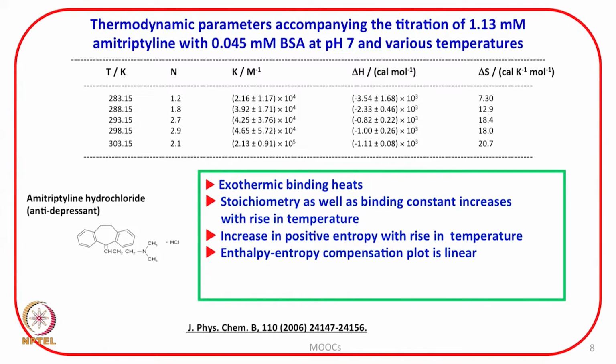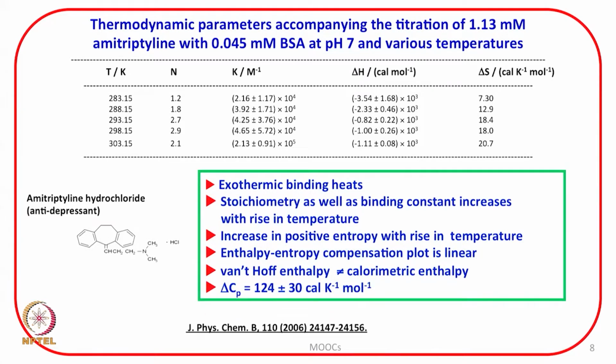Enthalpy entropy compensation plot in this case is also linear. However, the Van 't Hoff and calorimetric enthalpy equality was not observed in this case, and delta Cp is 124 plus minus 30 calorie per Kelvin per mole. Now, if you take a look at the molecular structure of amitriptyline, there is a sufficient hydrophobic content in this molecule.